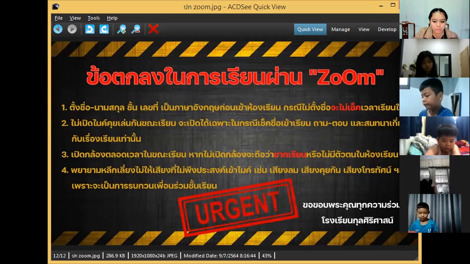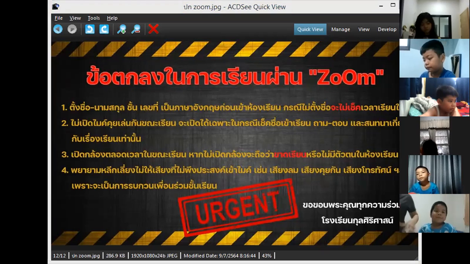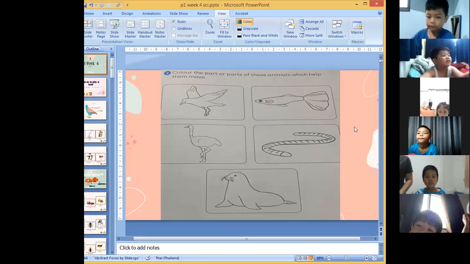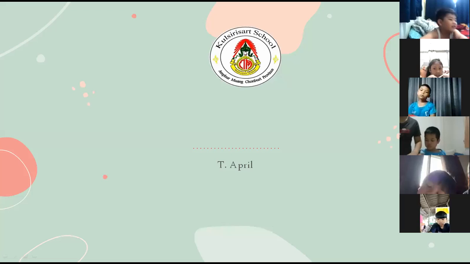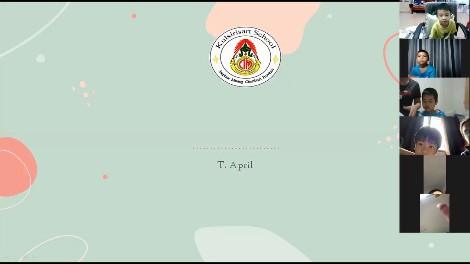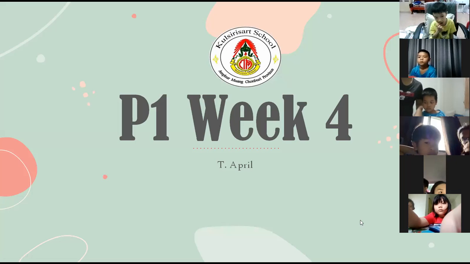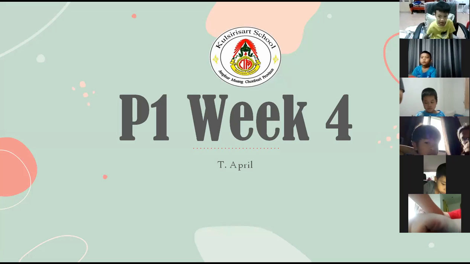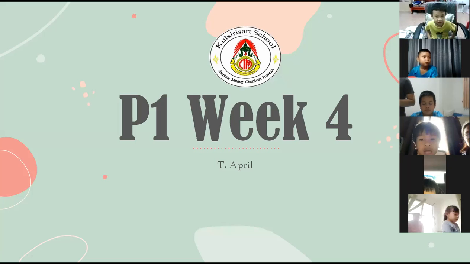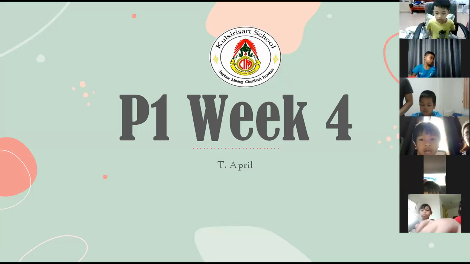Wait, I will open my PowerPoint and we're about to start. Okay, what did we talk about last time? Can you still remember our topic? We talked about the body parts of the animals, right? Yes or no? Can you still remember the different parts of an animal? They have eyes. What else? They also have nose, mouth, ears, paw, fur. They have four legs, right? And they also have tail.